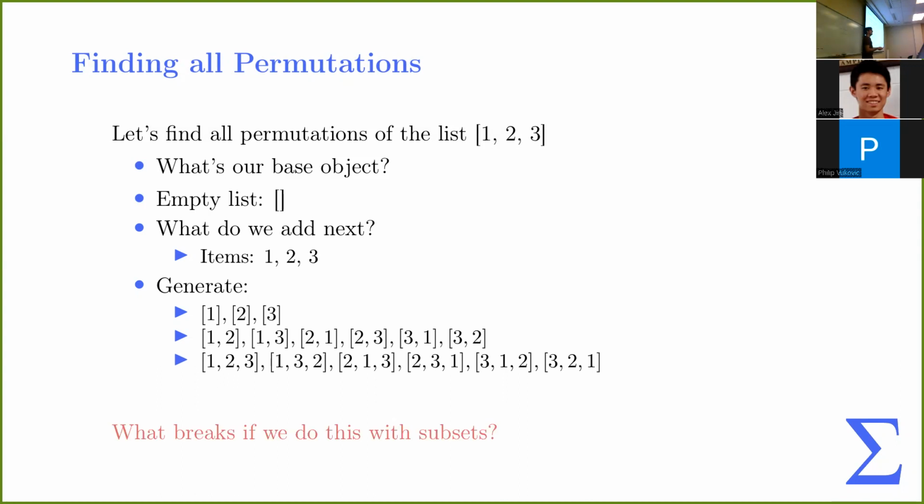And as we're generating this, we don't have to worry about symmetries or isomorphisms. We don't have to worry about whether these 2 objects are the same, because that's not really a thing. What happens if we do this with subsets? If you do this exact same process where you start with the empty set or an empty list of sets, and then you start adding objects to it, what breaks? What goes wrong? Why are these not all the subsets?